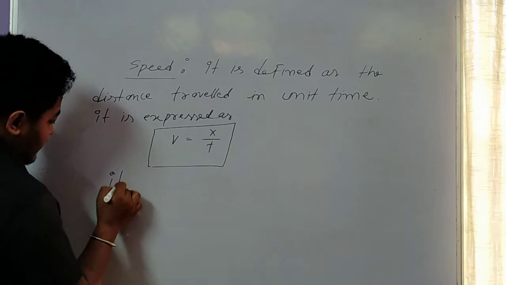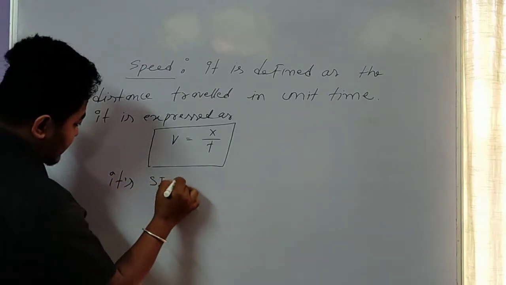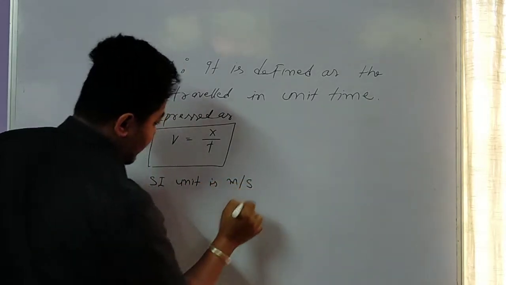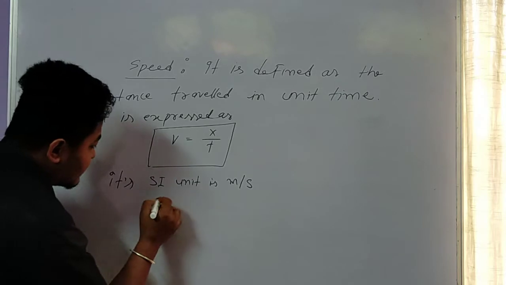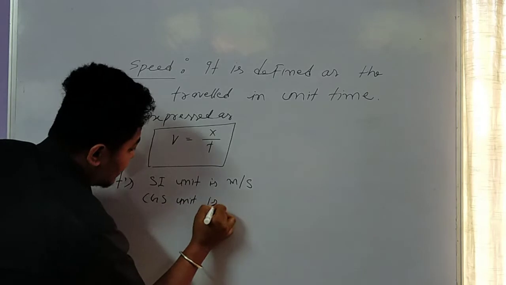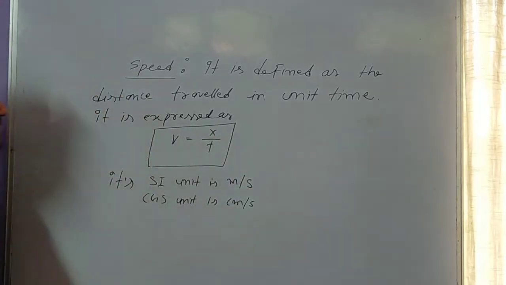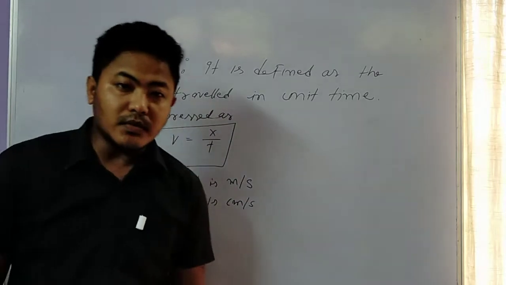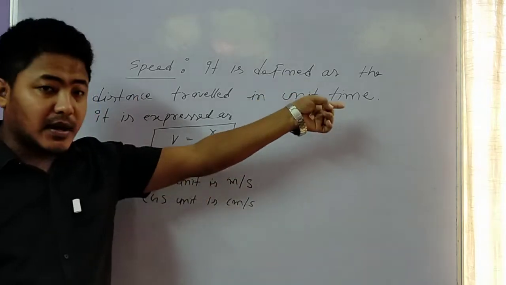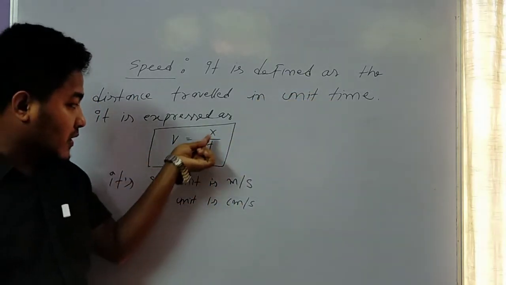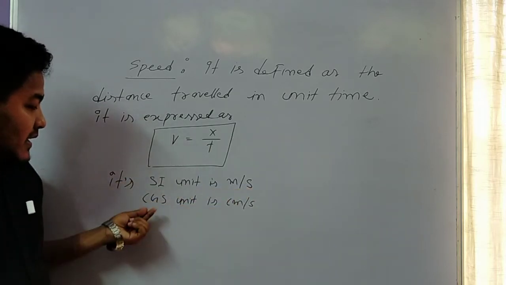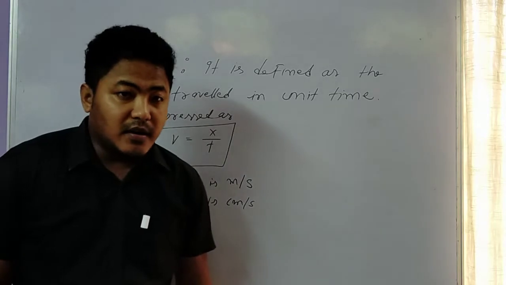It has its SI unit, which is meter per second, and the CGS unit, as you know, is centimeter per second. That is all about speed. Understand? So speed is defined as the distance traveled in unit time, expressed as v is equal to x by t, and its SI unit is meter per second and the CGS unit is centimeter per second.